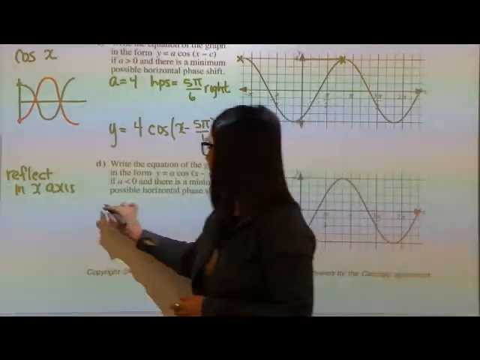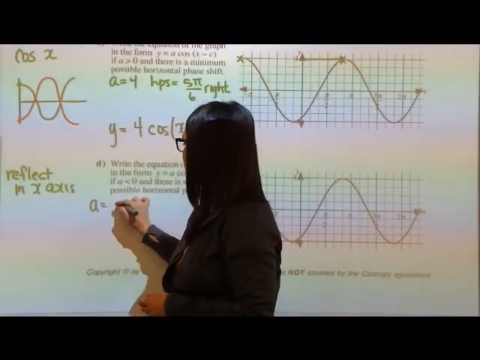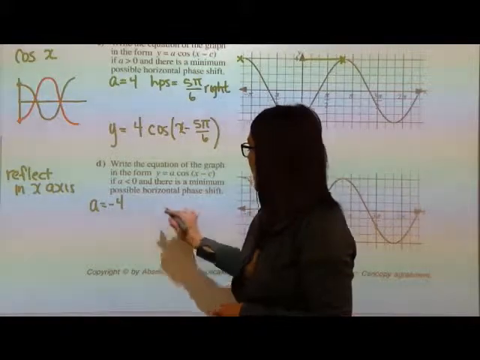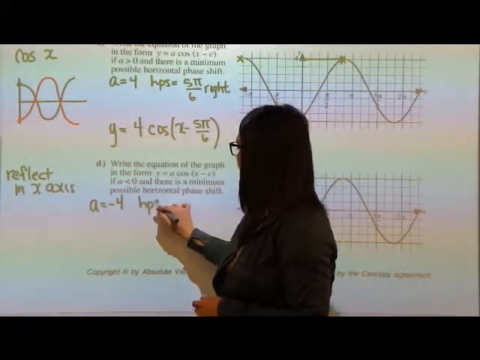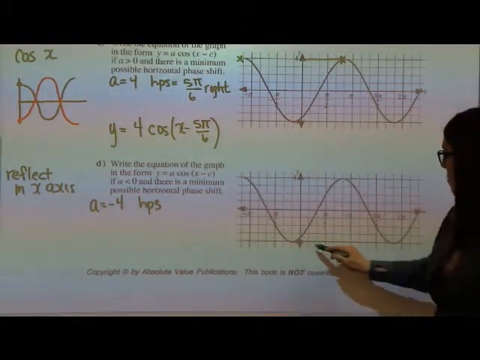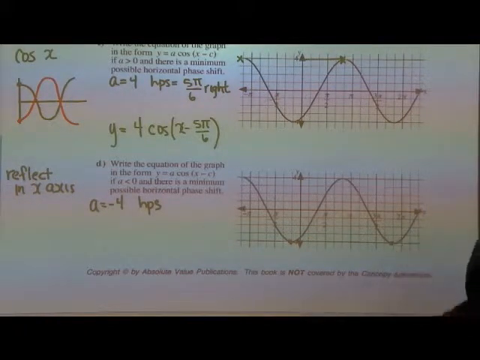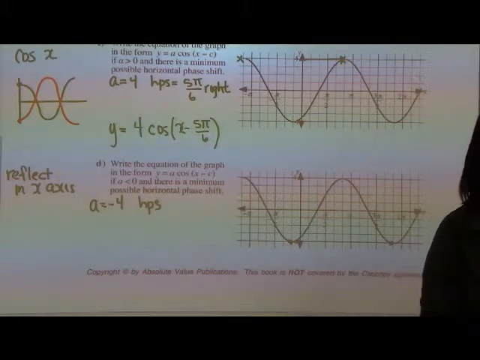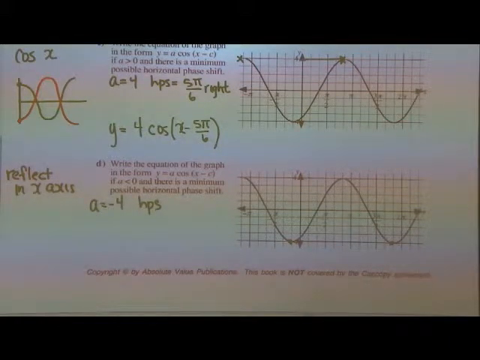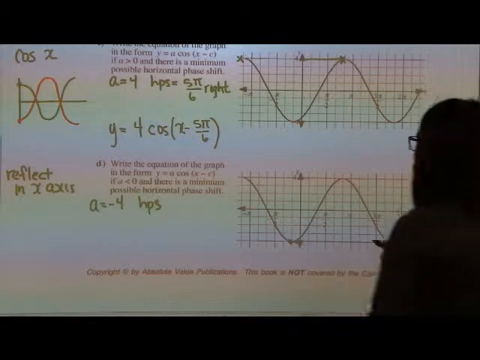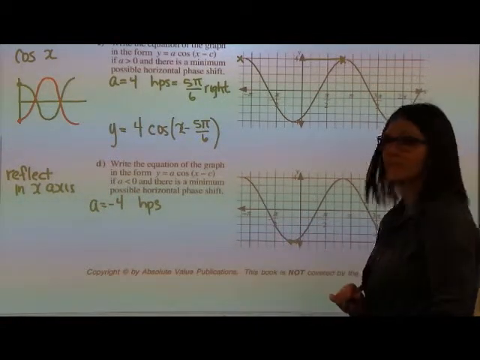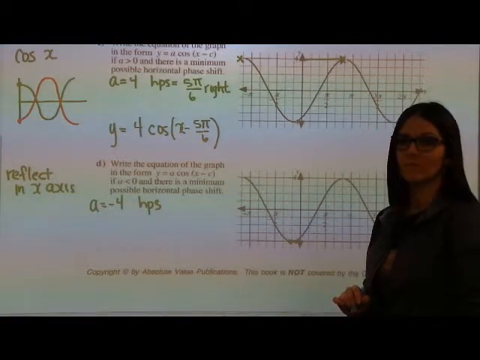My A value becomes negative, and then my horizontal phase shift, I'm looking for minimum points. So I've got one here and one here. Which one is the closer shift? The one to the left or the one to the right? The left. And how many units did I shift that? Pi over 6.